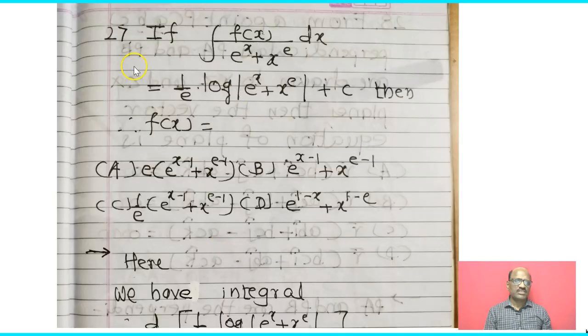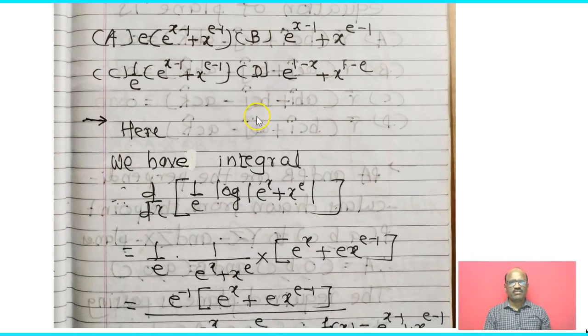Now the question number 27 is also an easy one. That is, if the integral of f of x upon e raised to x plus x raised to e dx equals 1 upon e into log of mod of e raised to x plus x raised to e plus c, then what is f of x?